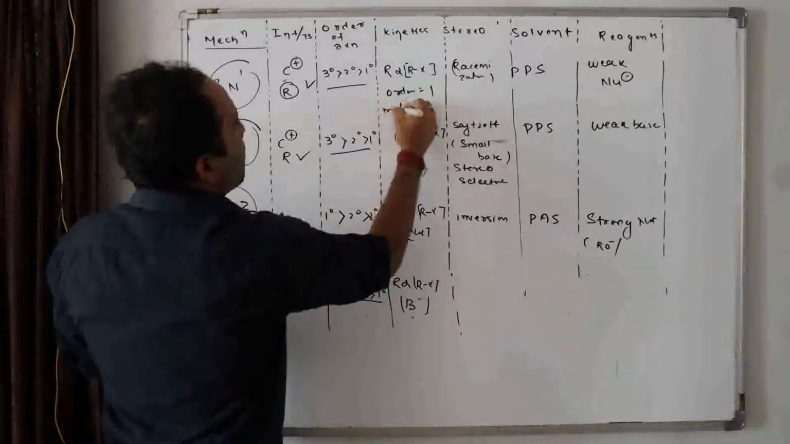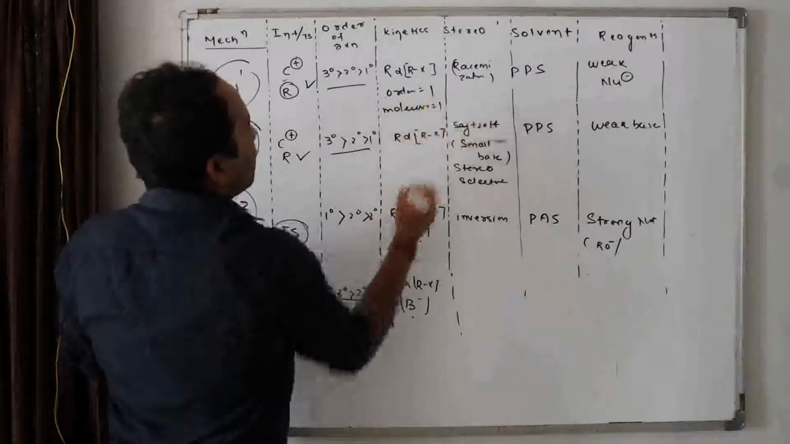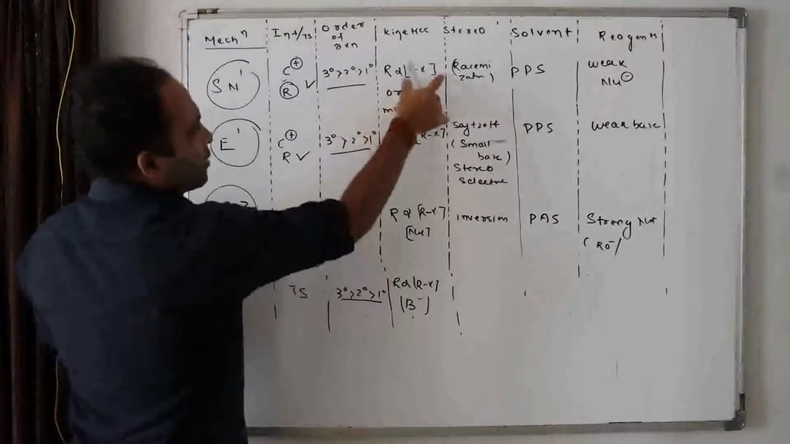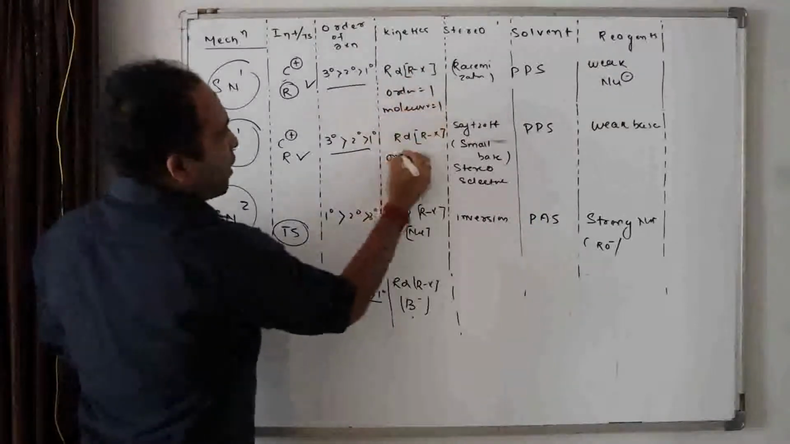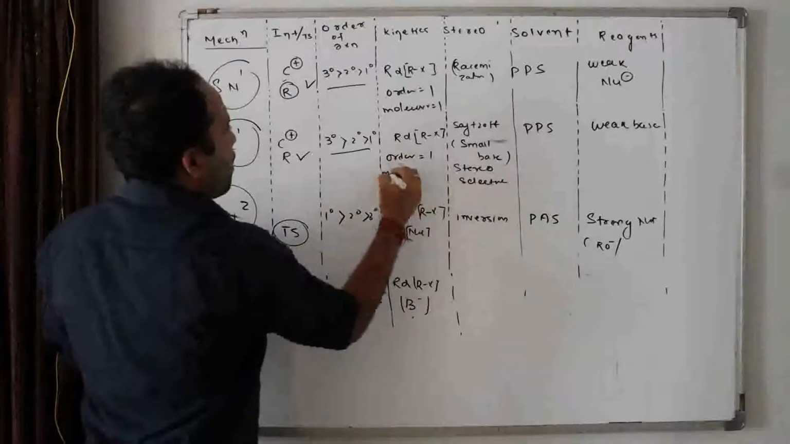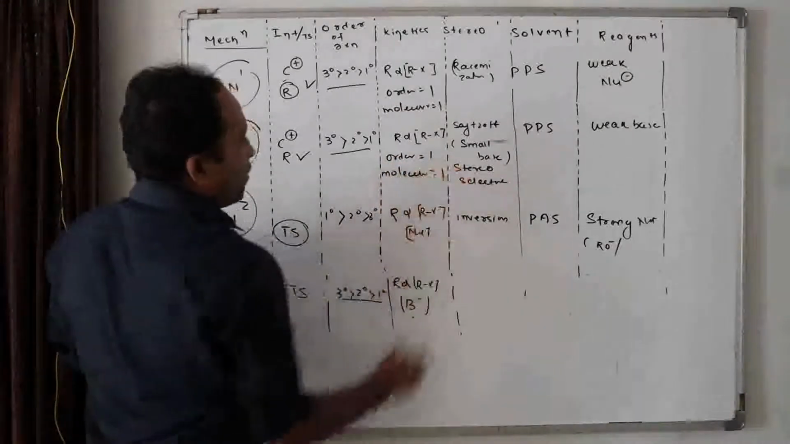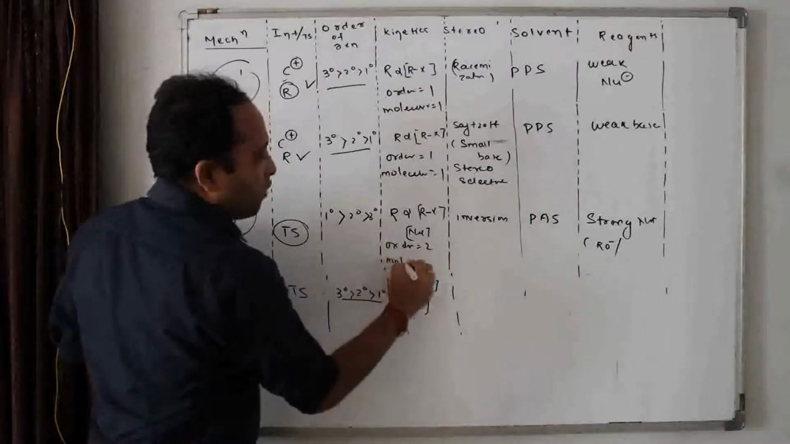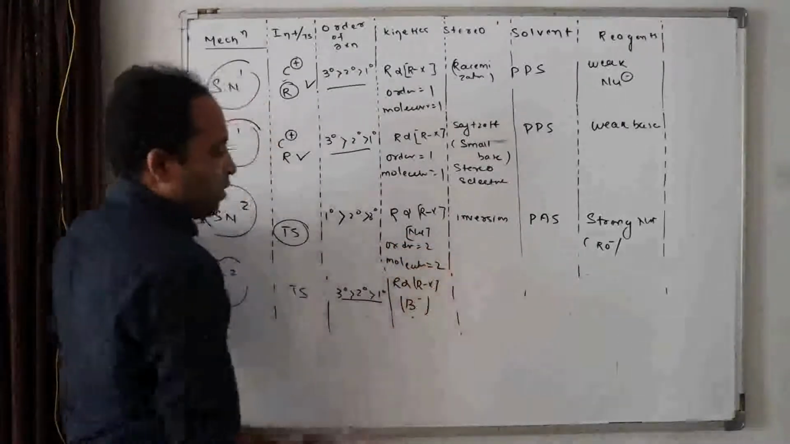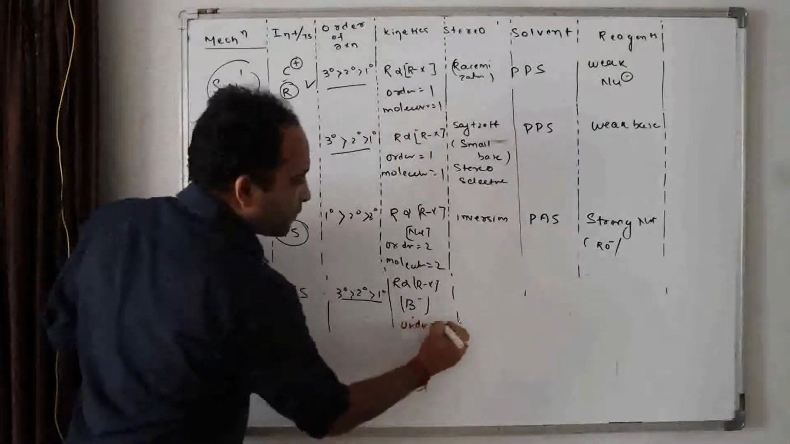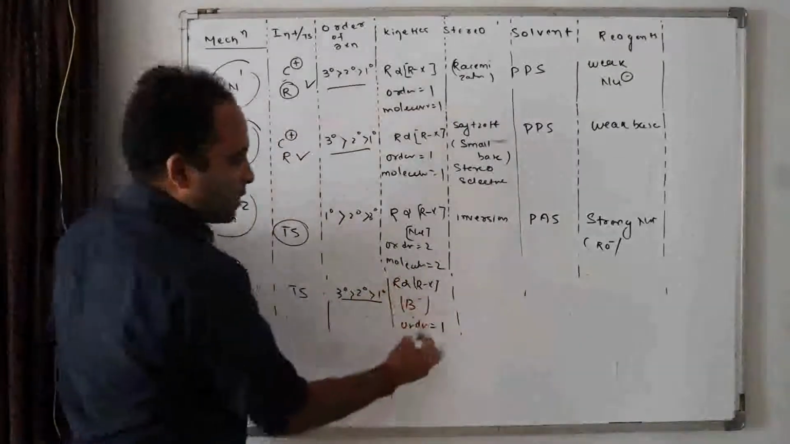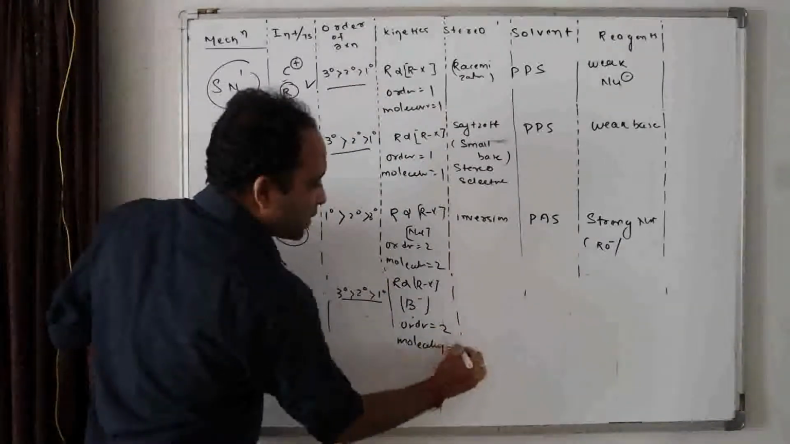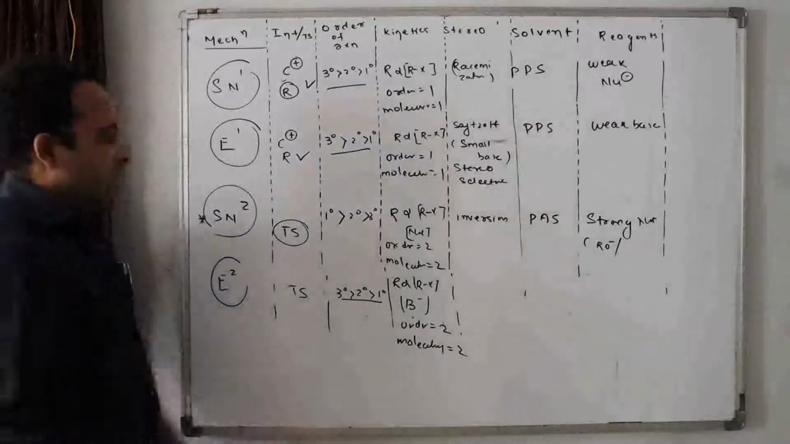What is the order here? 1. Molecularity 1, because in the rate equation, the power of the concentration is called the order. What is the order here? 1. What is the molecularity here? 1. But what is the order here? 2. What is the molecularity here? 2. What is the order here? Tell me, what is the order in this case? 2. What is the molecularity in this case? 2.